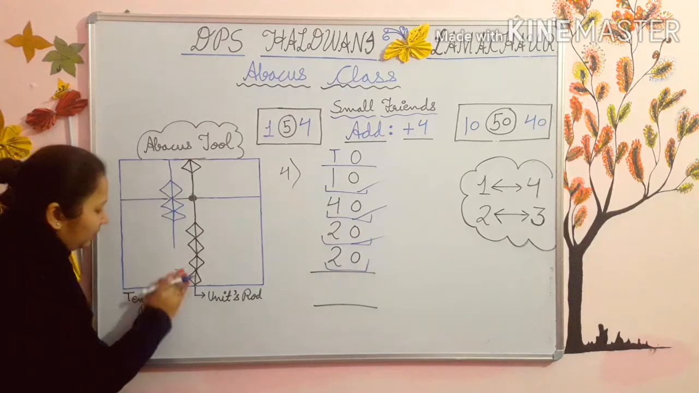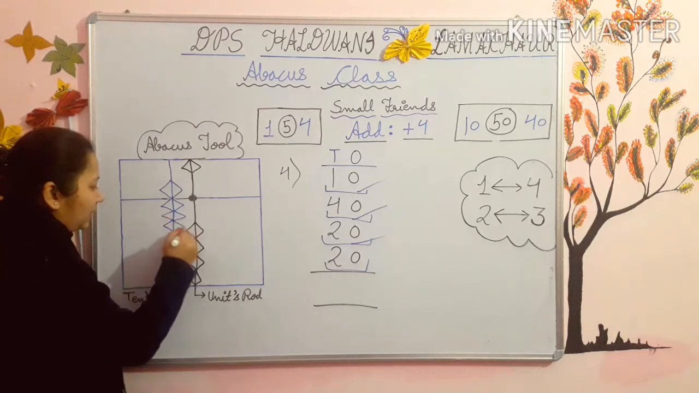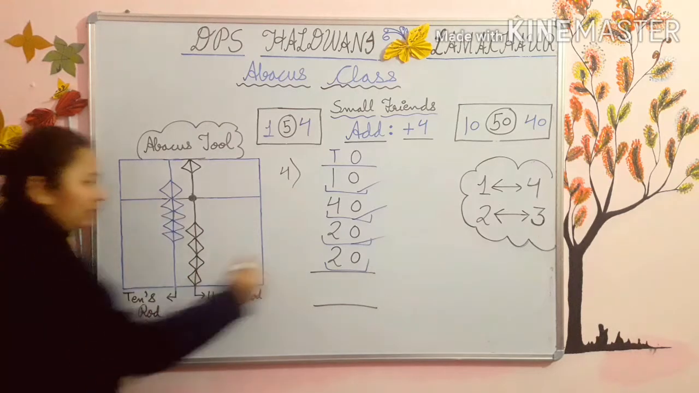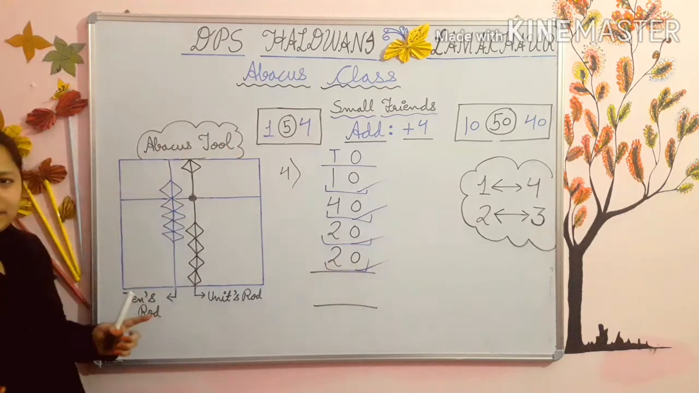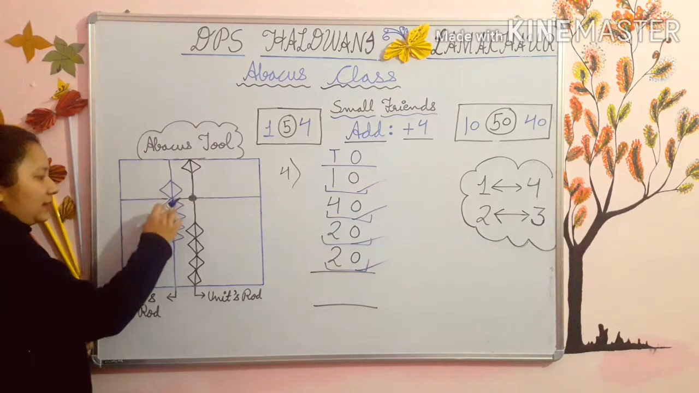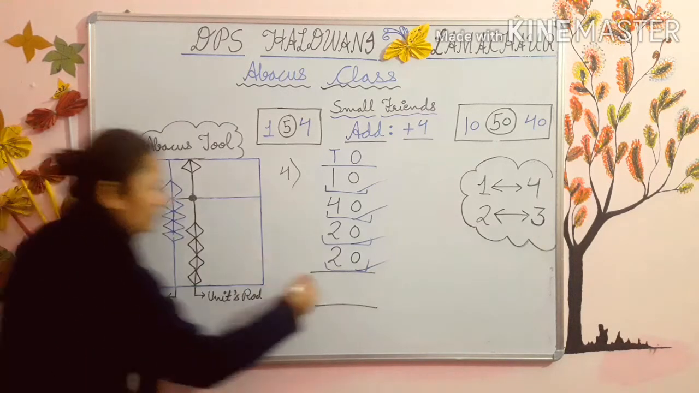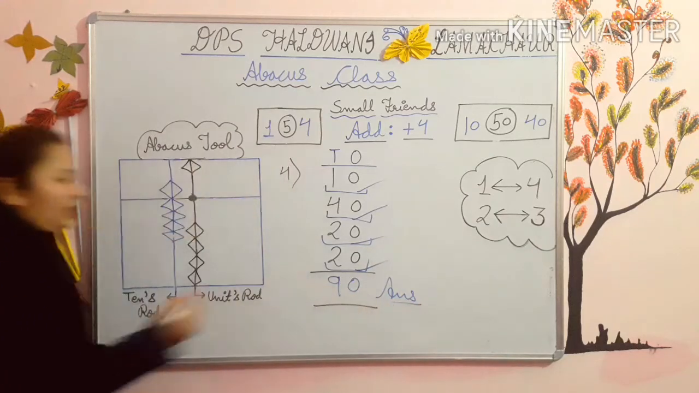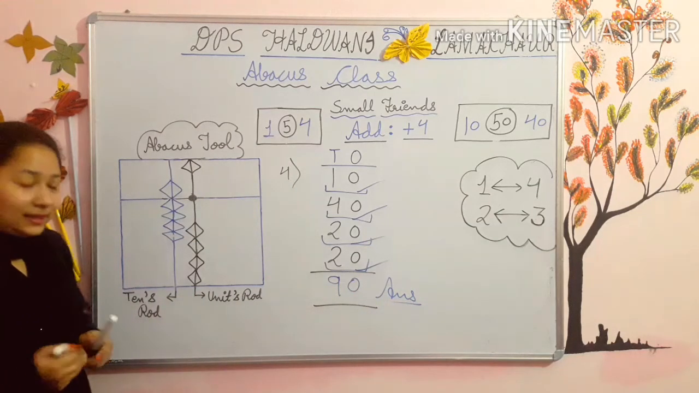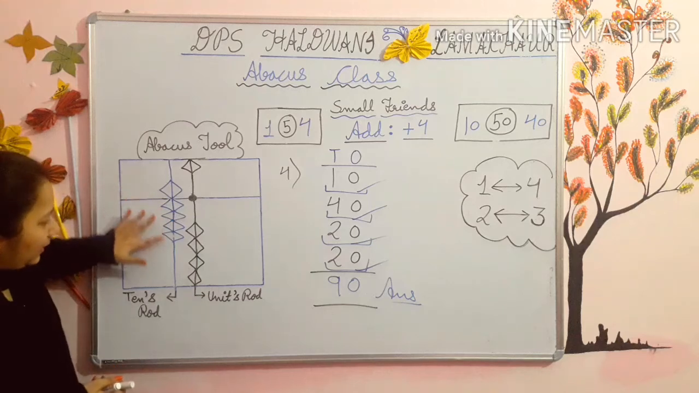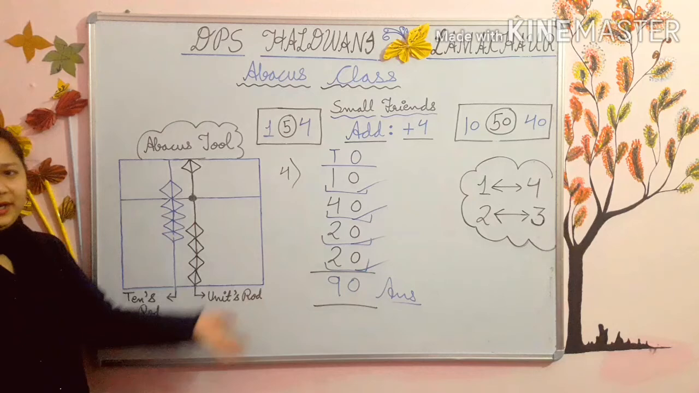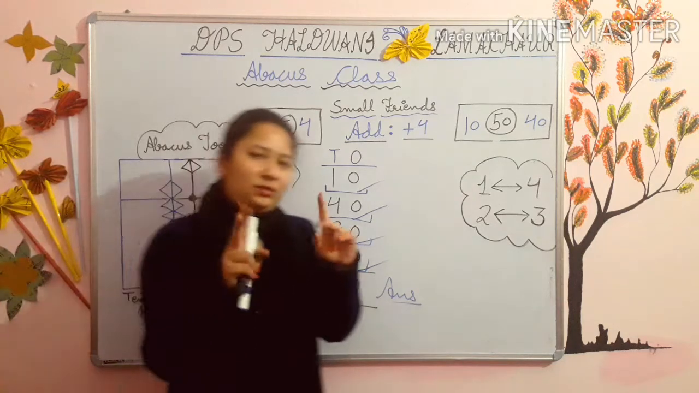So add 20 means add 20 beads, put 20 beads up. Added. Now what is the answer, see kids? See 50, 60, 70, 80, 90. The answer is 90. And you can add like this also, like 5, 6, 7, 8, 9. And nothing means 0. So 90 is the answer. Both the methods you can use.